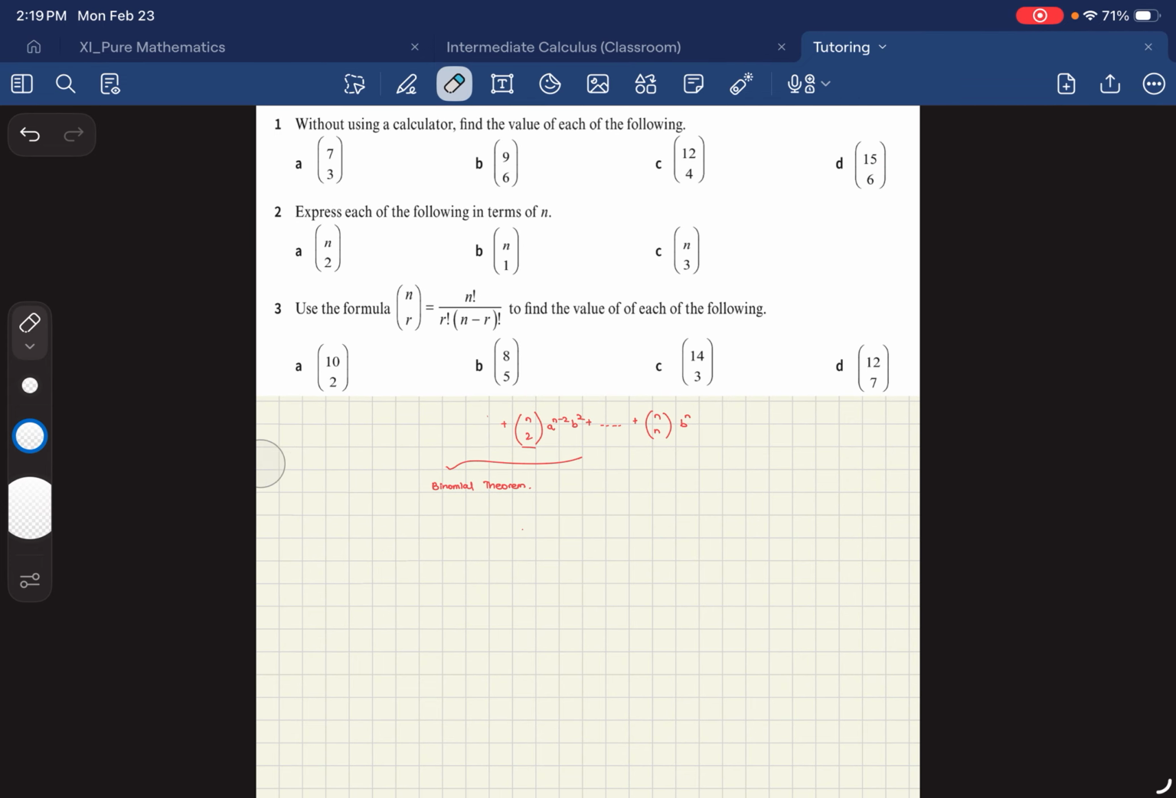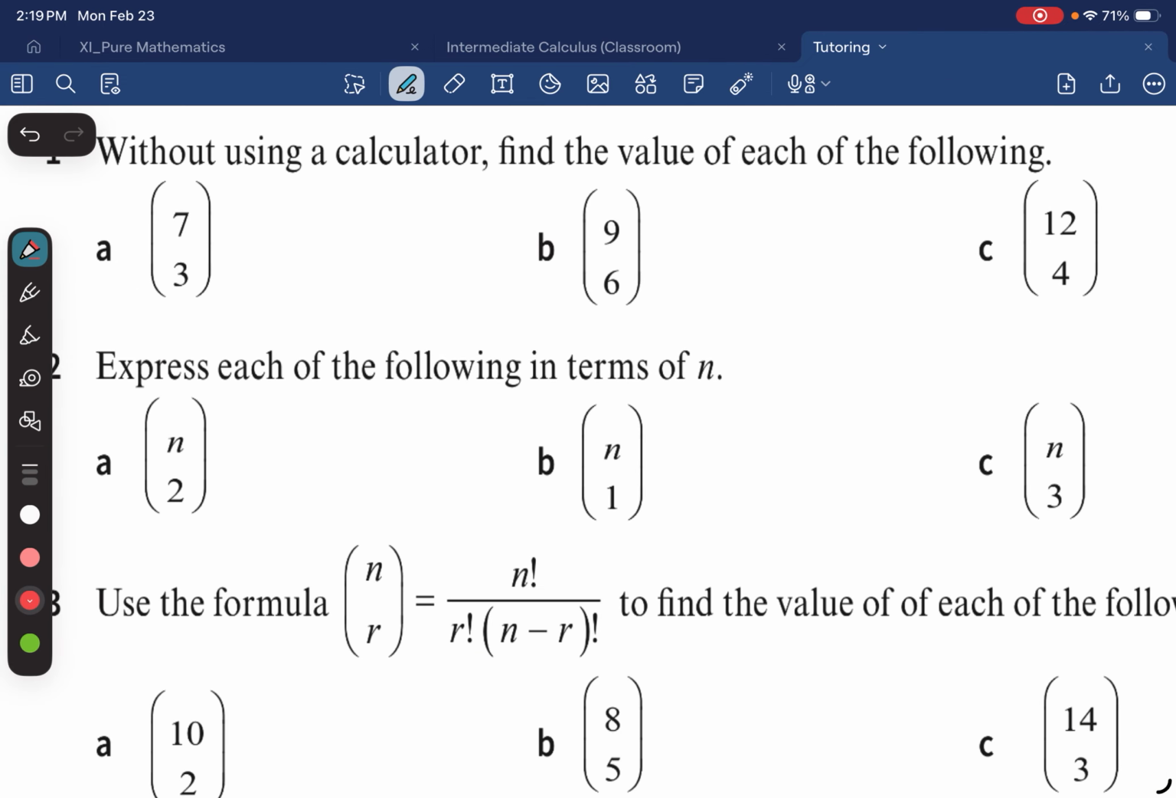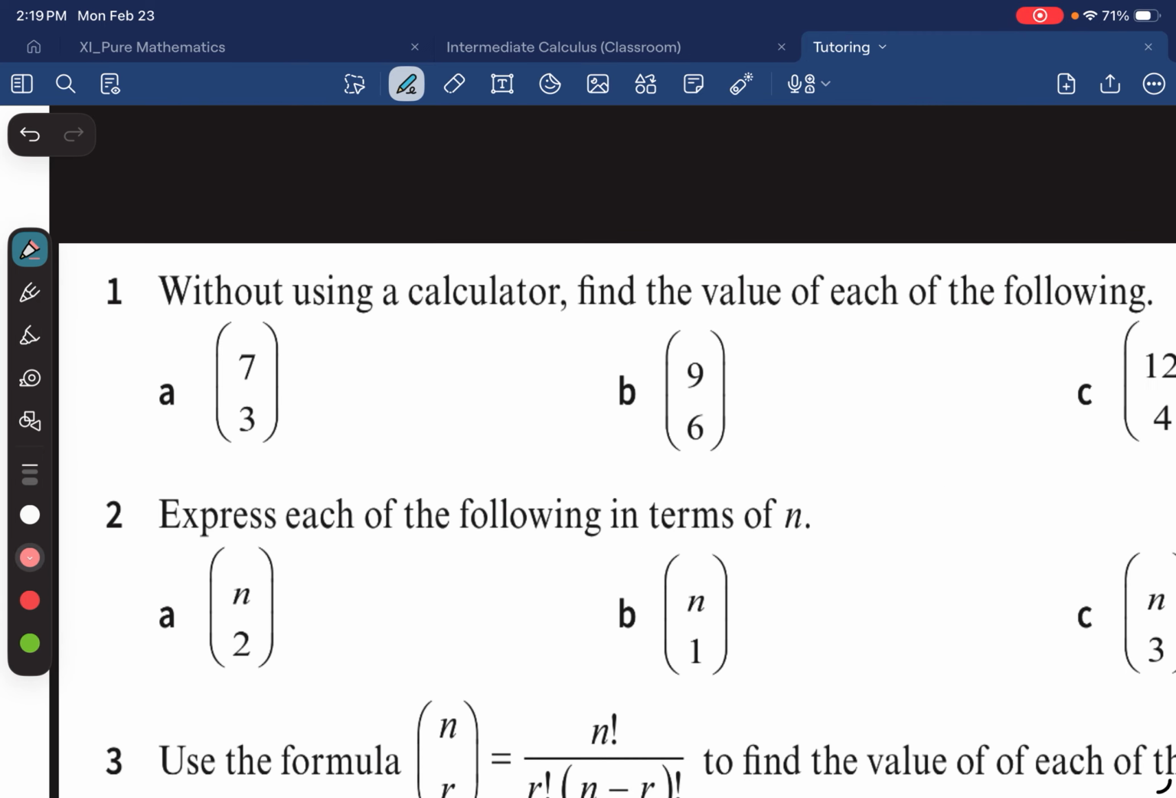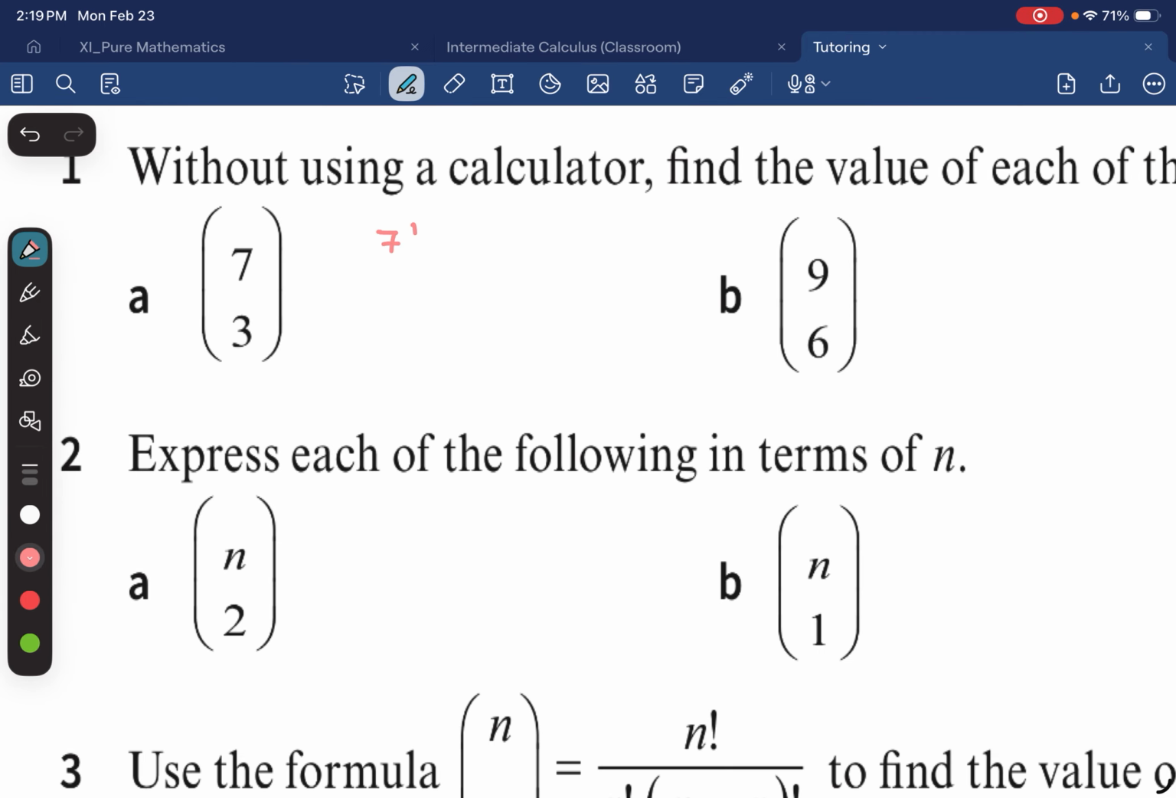And now that we have everything down, let's solve some questions. So without using a calculator, find the value of each of the following. So 7 choose 3. That is 7 factorial divided by 7 minus 3 factorial times 3 factorial. So 7 factorial, I can write it as 7 times 6 times 5 times 4 times 3 times 2 times 1. And if you notice, this is 3 factorial, so this cancels out with this. And 7 minus 3 is 4 factorial, which I can write as 4 times 3 times 2 times 1. So 4 and 4 will cancel out. 3 times 2 is 6, cancels out with 6. And 7 times 5, I get 35.